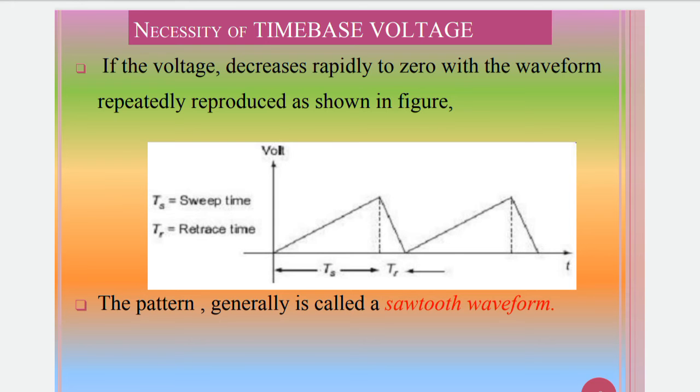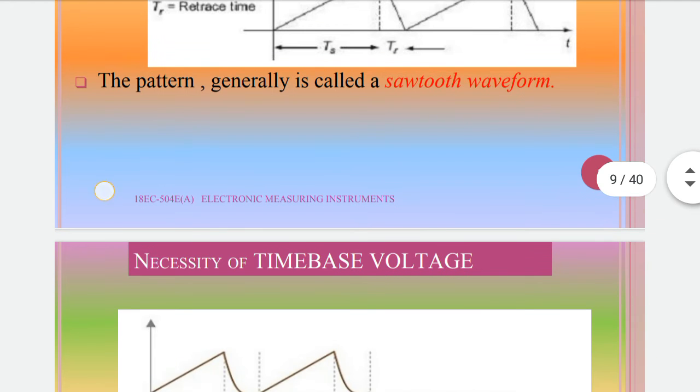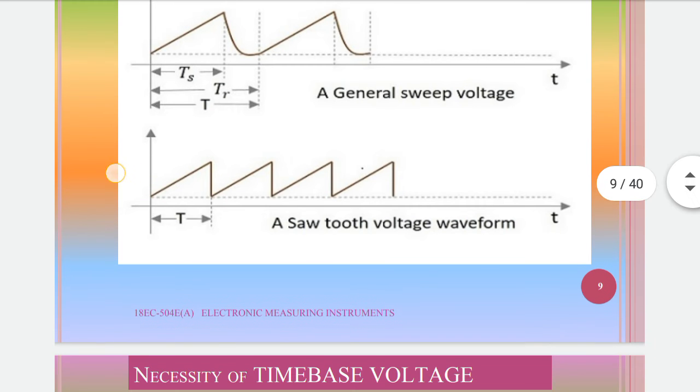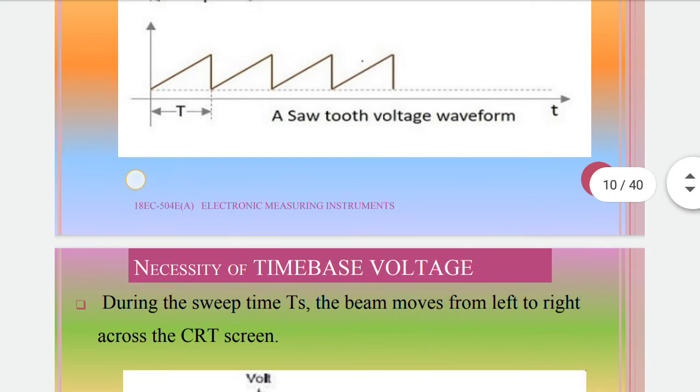You can see in the figure, this is a general sweep voltage that rises. TS is the sweep period, and TR is the retrace or flyback period, and the total time period is equal to TS plus TR. So this is a sawtooth voltage waveform, one complete sweep period and flyback period.